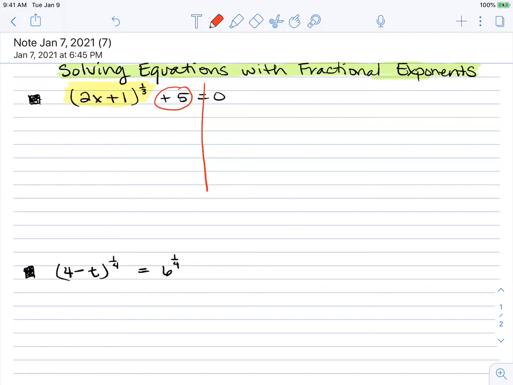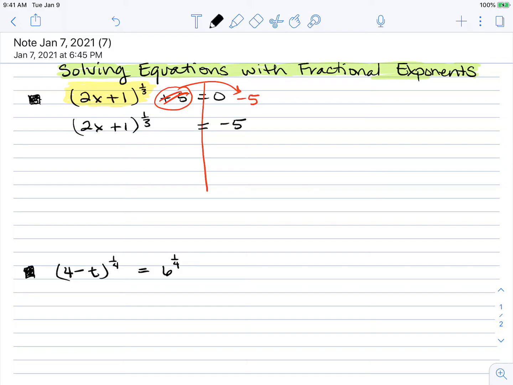So I either subtract 5 from both sides or I move it and write down that I've subtracted 5 from both sides. And it's not here anymore. And that's going to leave me with this part I wanted to be isolated on that side.